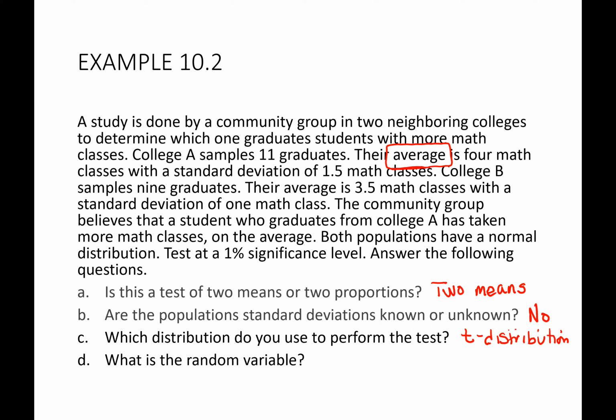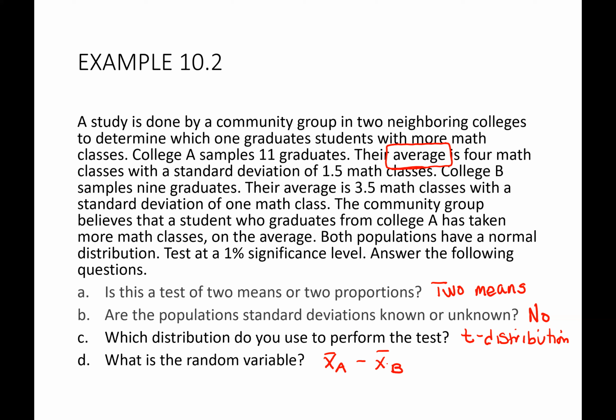1.5. You're ahead of me. Okay. So what's the random variable? So the random variable is the difference in the two means. Since you're talking about comparing two means, the random variable for this hypothesis test is the difference in the two means from College A to College B.